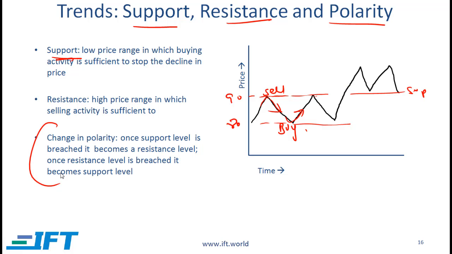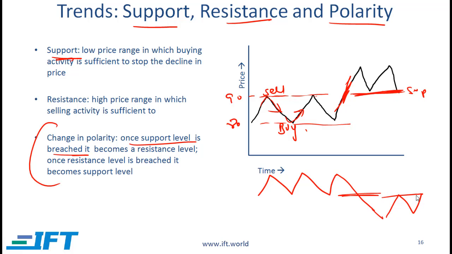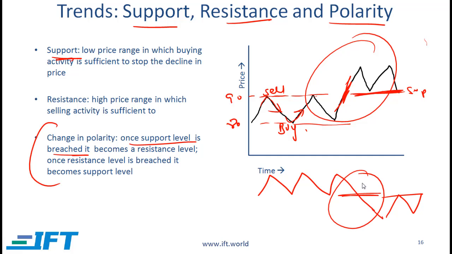So just to read this out, once the support level is breached, that's happening over here, it becomes a resistance level. And once a resistance level is breached, it becomes a support level. Now actually what is happening over here is the resistance level has been breached and it is becoming a new support level, where we have the opposite situation where you have a stock that goes down in value. Here the support level is being breached and this might become the new resistance level. So both of these are examples of changes in polarity.